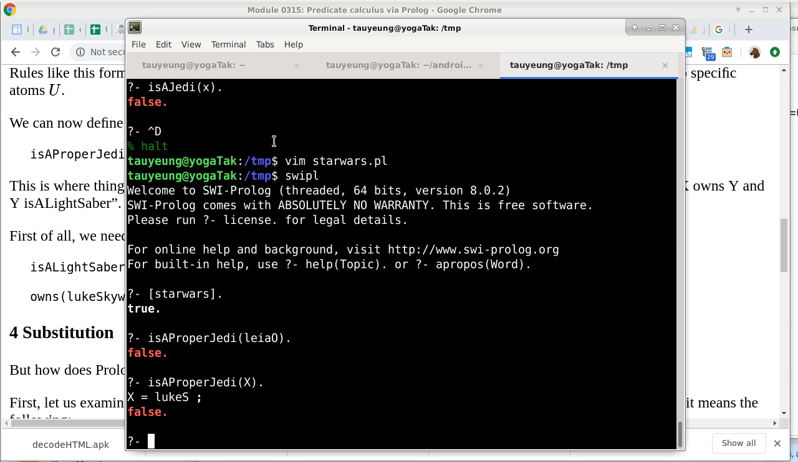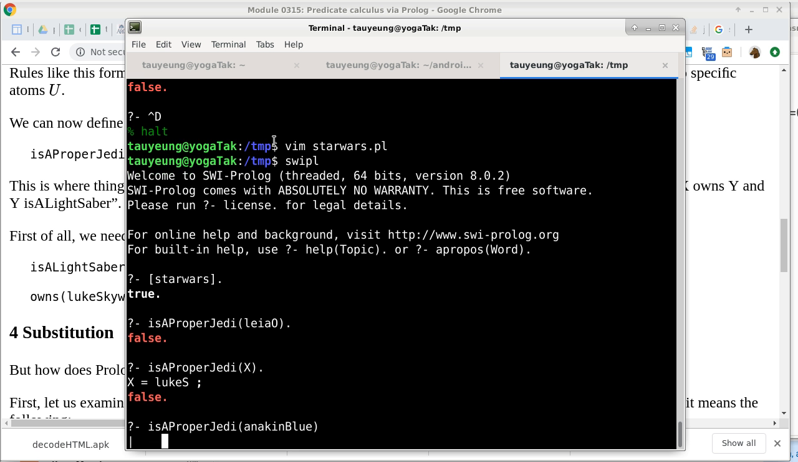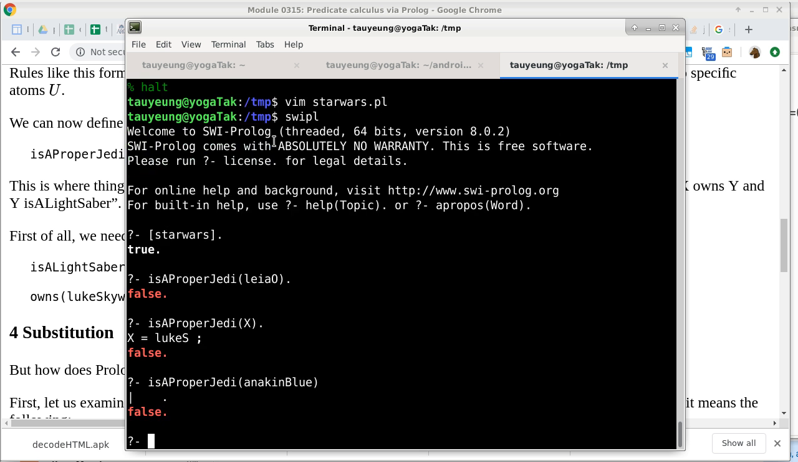So do we have any other questions about the proper Jedi example? Well, we can also try and see if Anakin Blue is a proper Jedi, right? I mean, that's kind of stupid, but we can try to figure it out. So we can say, is a proper Jedi Anakin Blue, period. And it says false, okay, which is fine. That's exactly what we expect.